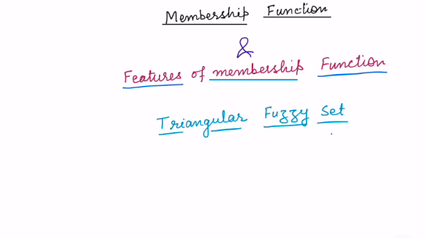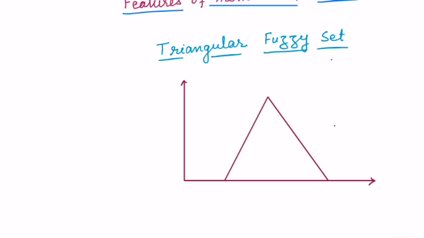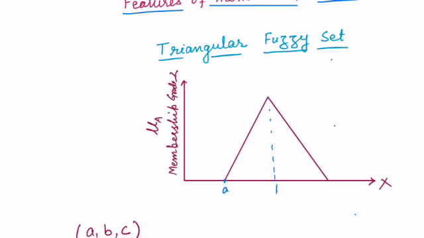So let us start with the triangular fuzzy set. I'm drawing this triangular fuzzy set. This is our x-axis, this is our y-axis, and on the y-axis, this represents the membership grade, which in the last lecture we represented by, say, mu A. This triangular fuzzy set will be represented by this triplet, say A, B, C. This is A, this one is B, and here we have C.